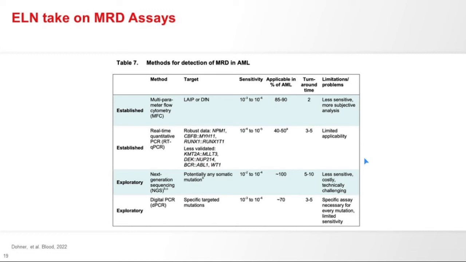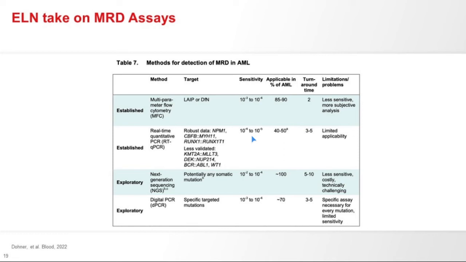Established methods for MRD detection are flow and PCR, and these are the limits of detection, roughly. I think this is 10 to the minus 3 to 4. I think minus 4 is tough to get in most labs with flow. PCR, depending on what your target is, can potentially get 1 in 10,000 to 1 in a million, depending on what your target is and how much input you put into it.